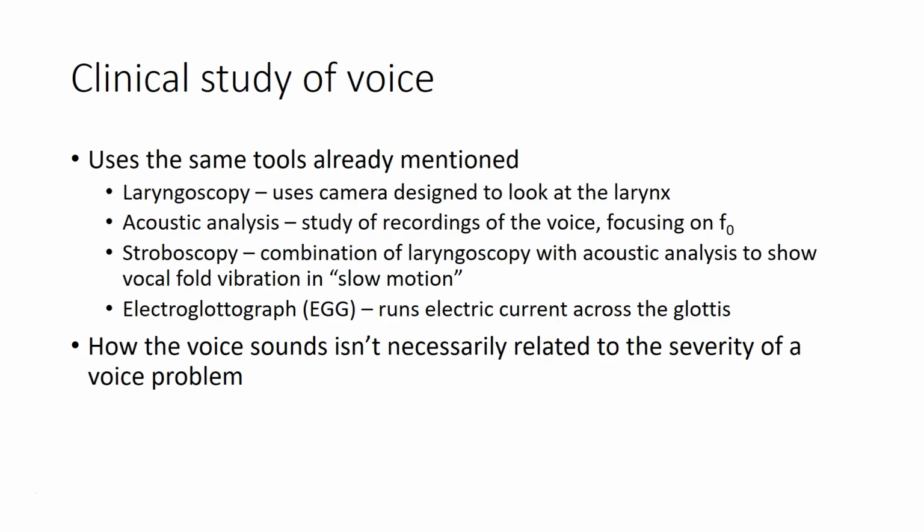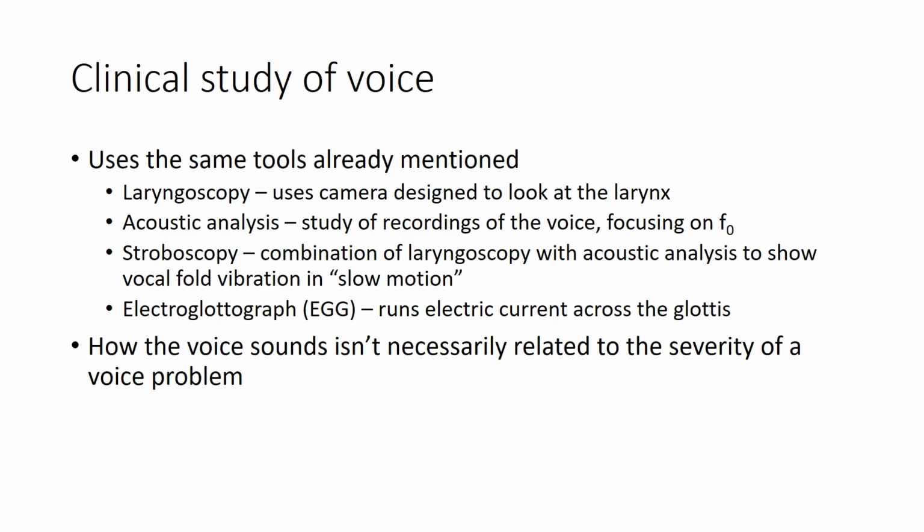You can do acoustic analysis of the voice, focusing primarily on fundamental frequency and how it reflects vibration of the vocal folds. Stroboscopy combines together looking at the larynx with a laryngoscope with a camera, along with acoustic analysis to create a slow motion version of vocal fold vibration by combining different pieces of the glottal cycle across different vibrations of the vocal fold. And then, as mentioned before, the electroglottograph runs an electric current across the glottis that can be used to monitor whether the vocal folds are open or closed with high precision.